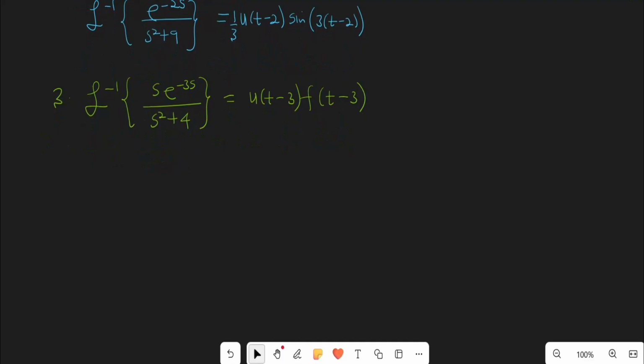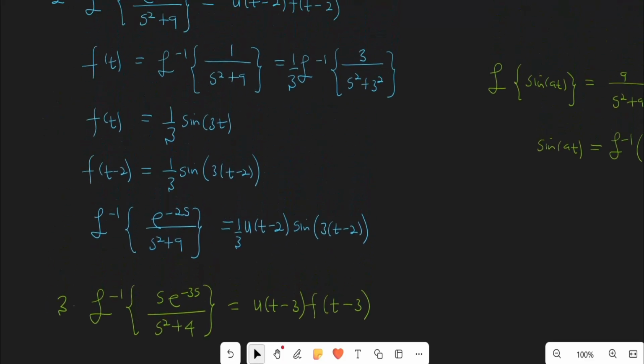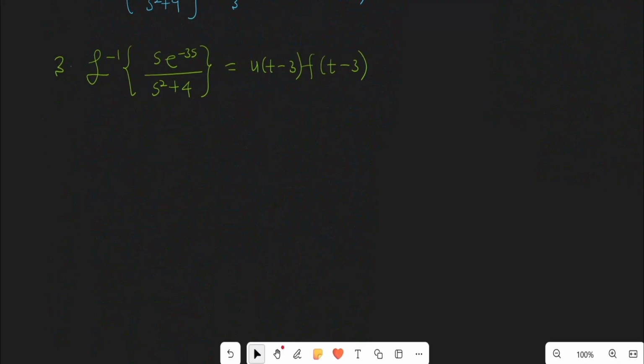So now let's find f of t. Now you know that f of t is the Laplace inverse of the rest of the function. The rest of the function is s all over s squared plus 4. The exponential function is only there to make us realize that we are having a unit step function. So the rest of the function is now s over s squared plus 4.